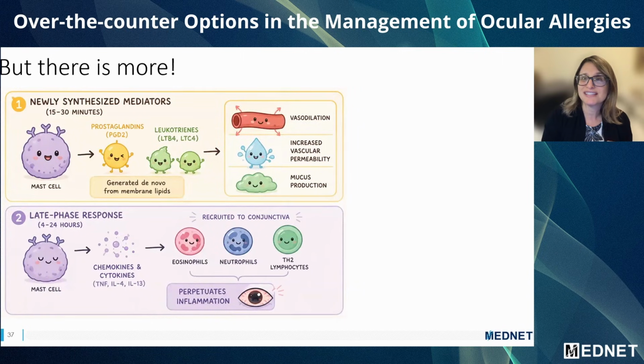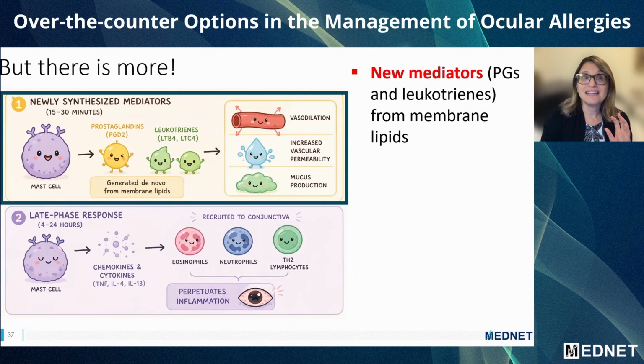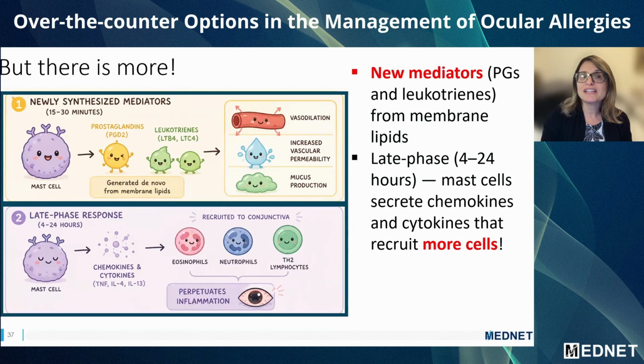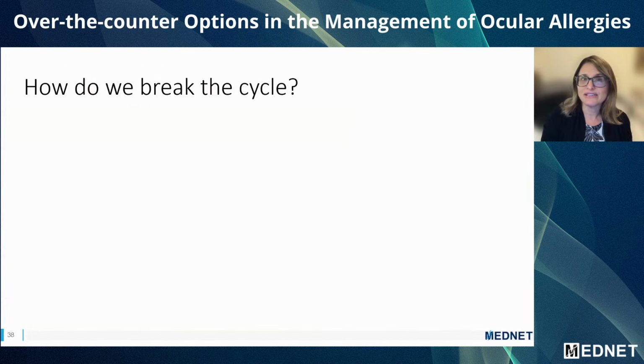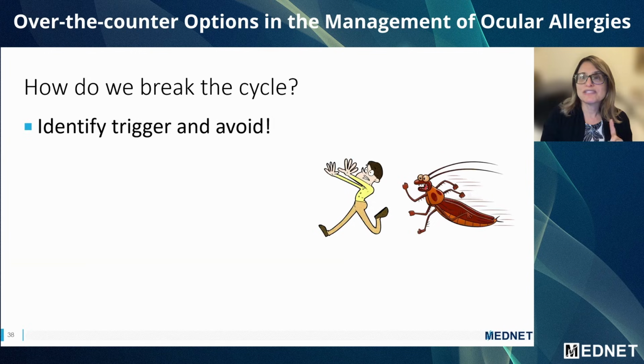But it's more than just histamine. The mast cell can spit out other things like prostaglandins and leukotrienes that cause lots of things to happen, vasodilation, mucus production. And then there's a late phase response where more cells are recruited to the area. So really it becomes a cycle of inflammation. And our job is to break the cycle. And so step one is to identify the trigger and avoid it. And I have had patients whose trigger was cockroaches.